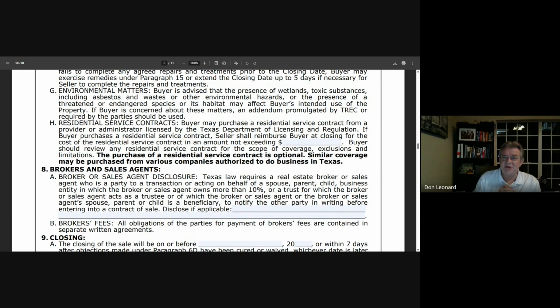H, residential service contracts. We know those as home warranties. In this section, it gives the buyer the right to purchase a home warranty if they would like to. They tell them that it is optional, it's not required. But it also creates a provision where the seller might reimburse the buyer for a portion or for all of that home warranty.